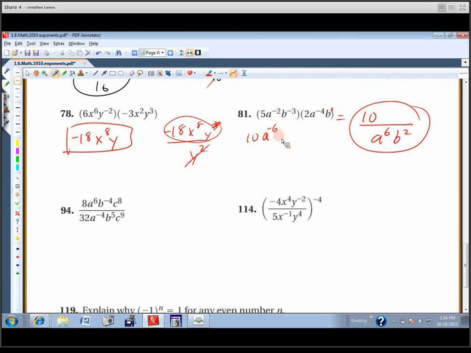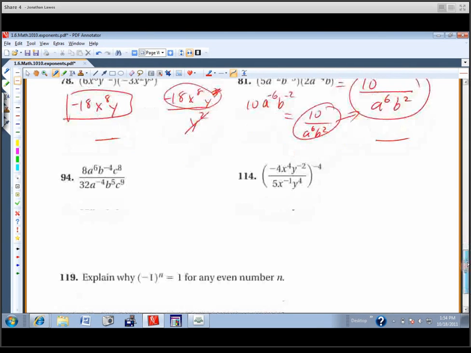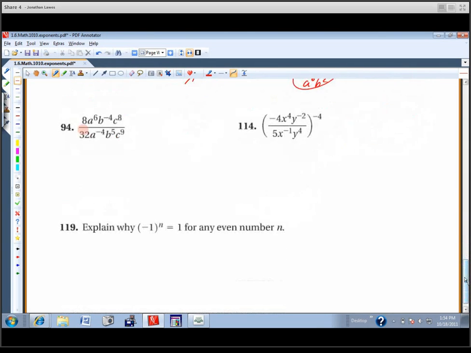Now, if you need to do it this way, go right ahead. And then we're going to write it with positive exponents, a to the 6th b squared. Same answer either way.